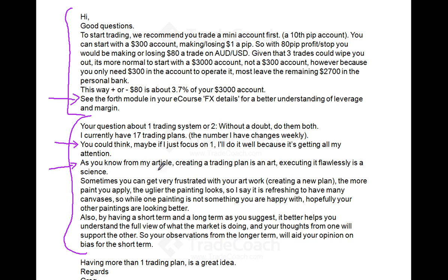The actual trading of the plan. Now, sometimes you can get very frustrated with your artwork, i.e. creating a new plan. Who finds it frustrating? Do you find it frustrating sometimes creating a new plan? It's creative, it's wacky, you've got to think of something bizarre, but it can be infuriating sometimes. And the more paint you apply, the uglier the painting looks. So I say it's refreshing to have many canvases.